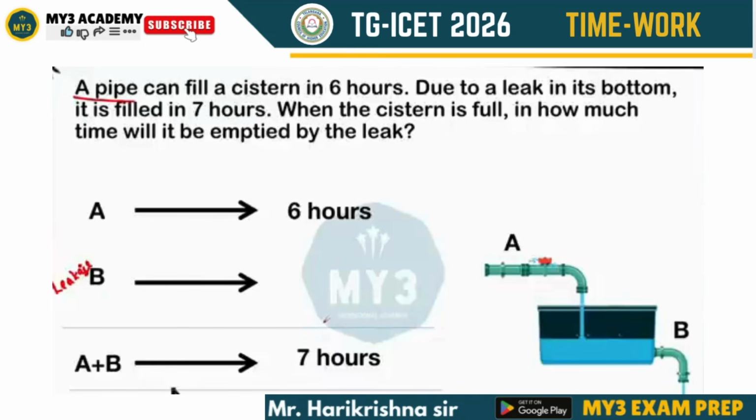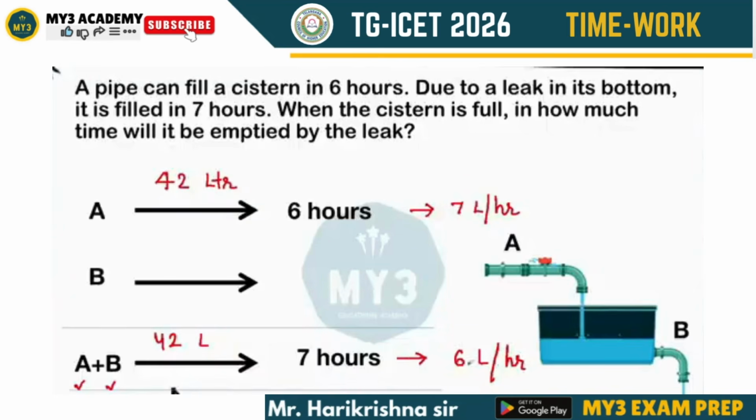So I am just taking the LCM of the numbers 6 and 7. The LCM of 6 and 7 is 42. I am assuming total tank capacity is 42 liters. A can fill 42 liters in 6 hours. That means it can fill 7 liters in every 1 hour. If pipe A is filling, pipe B is leaking. Filling and leaking are happening simultaneously, then it is taking 7 hours. That means the same 42 liters are filled by A and B in 7 hours, so it fills 6 liters in every 1 hour.